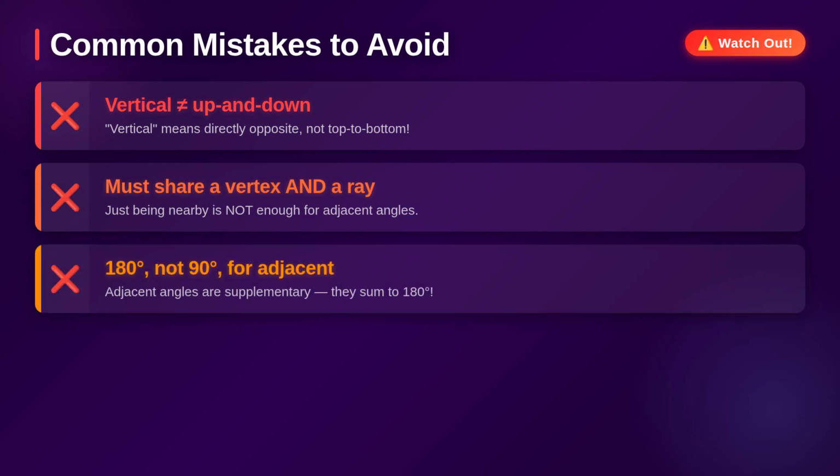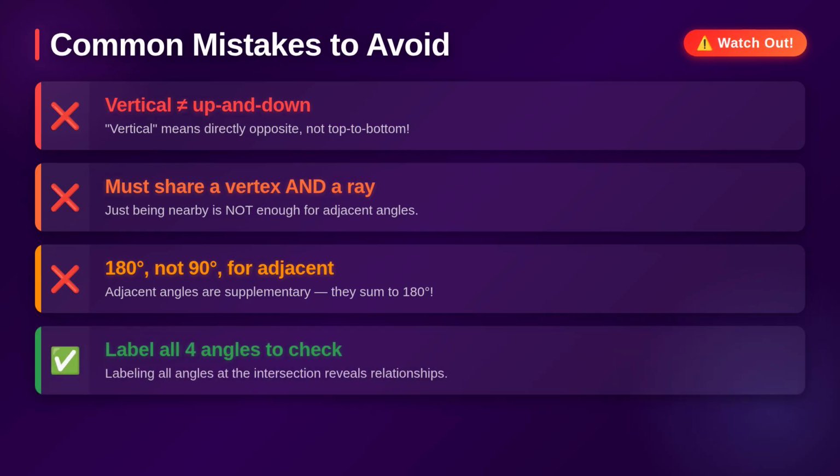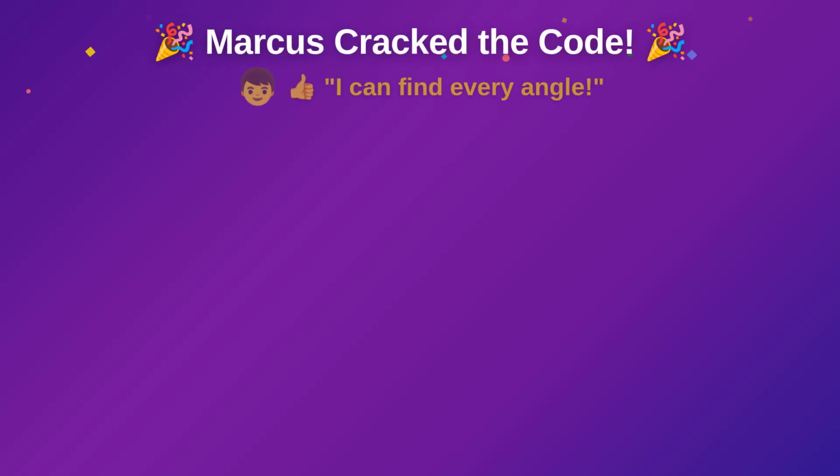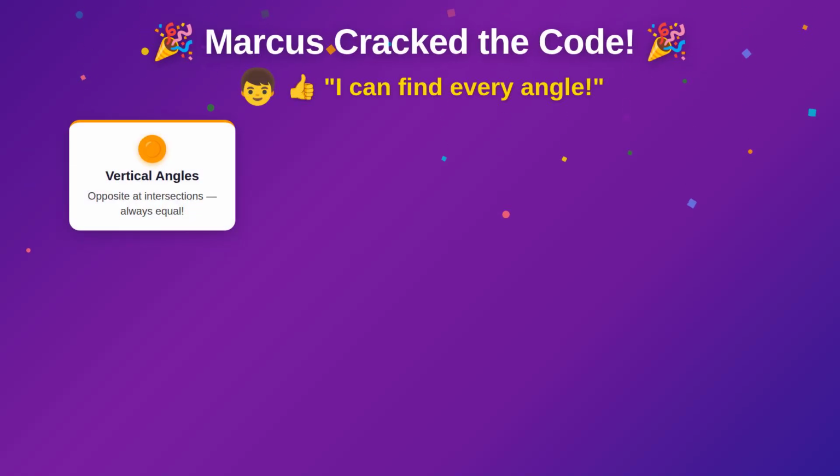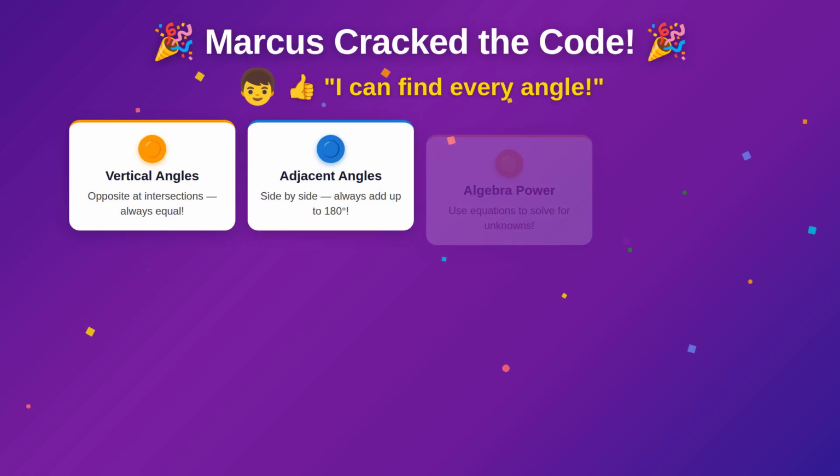Before Marcus finishes, his teacher points out the sneaky mistakes students make. First one, vertical doesn't mean up and down. In math, vertical angles means they're directly opposite each other. Second, adjacent angles have to share both a vertex and a ray, not just be near each other. Third, adjacent angles add to 180, not 90. Don't mix those up. And finally, when you're stuck, label all 4 angles at the intersection. It helps you see the relationships clearly. Marcus writes all 4 warnings in red in his notebook.